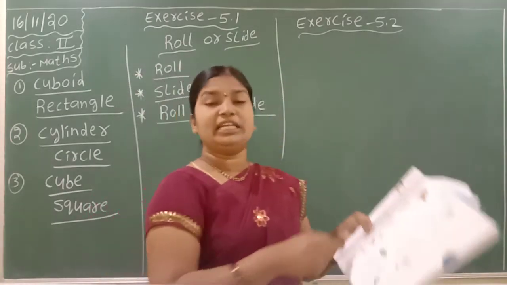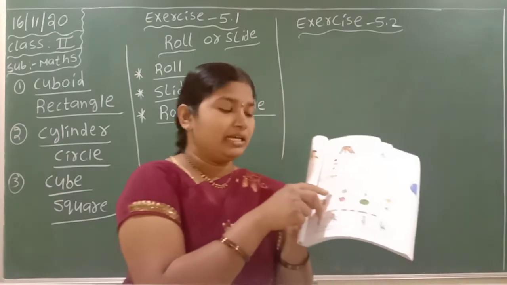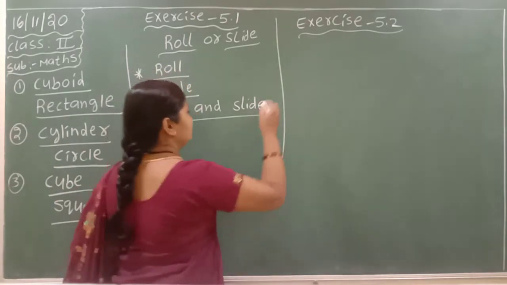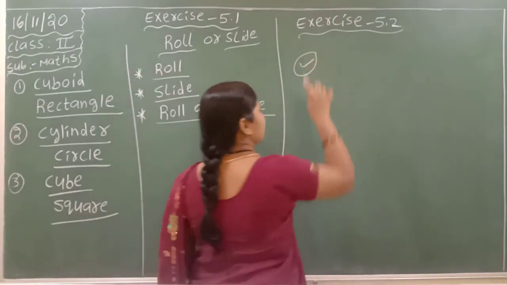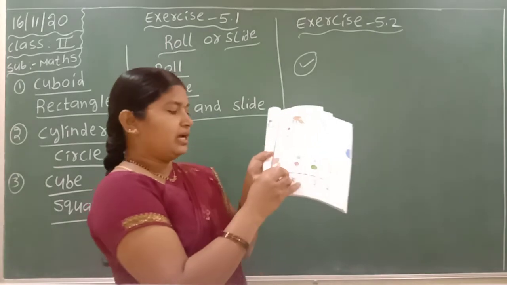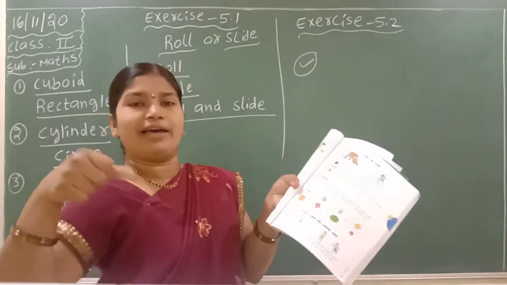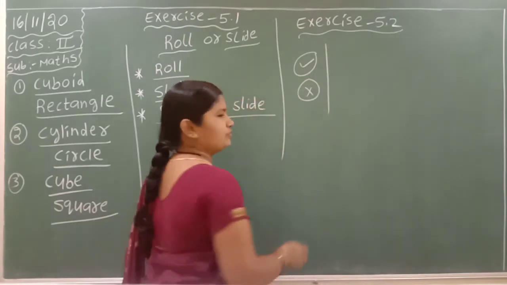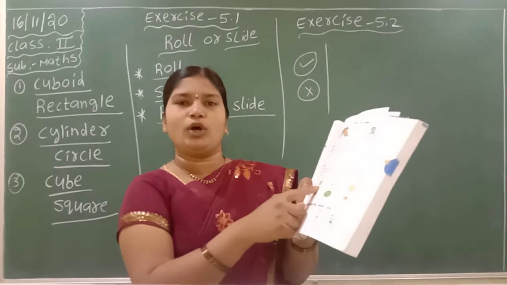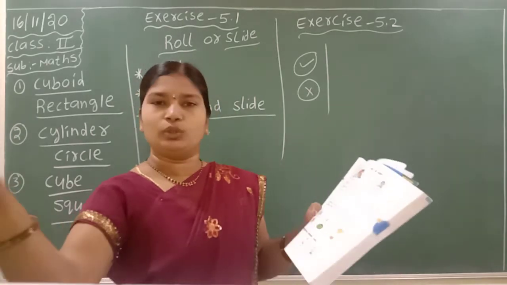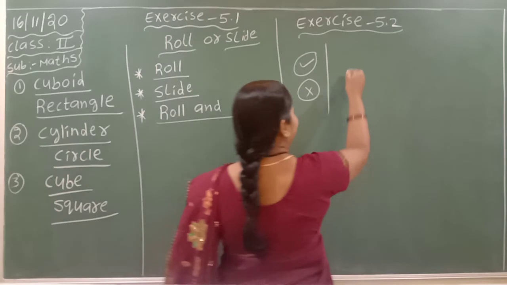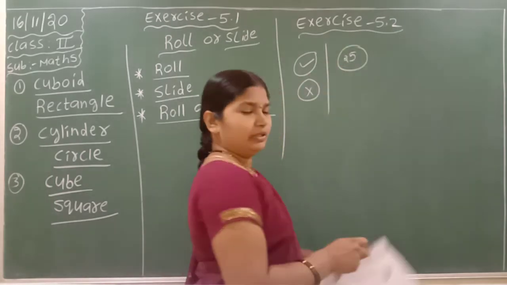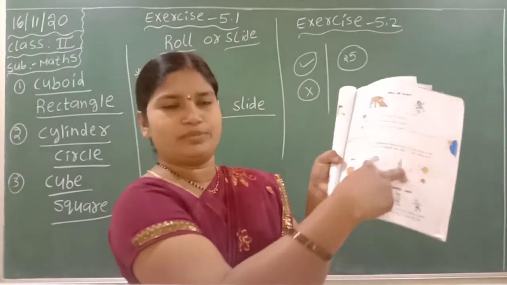Here first they have given a crayon. What is this, children? Crayon. Crayon, it should be only roll. They have given one circle. In this circle put a tick mark. And a suitcase or bag. It will slide. First one, the 5 rupee coin. It will be both roll and slide. Okay, they have given a 5 rupee coin. For this you have to keep a circle.